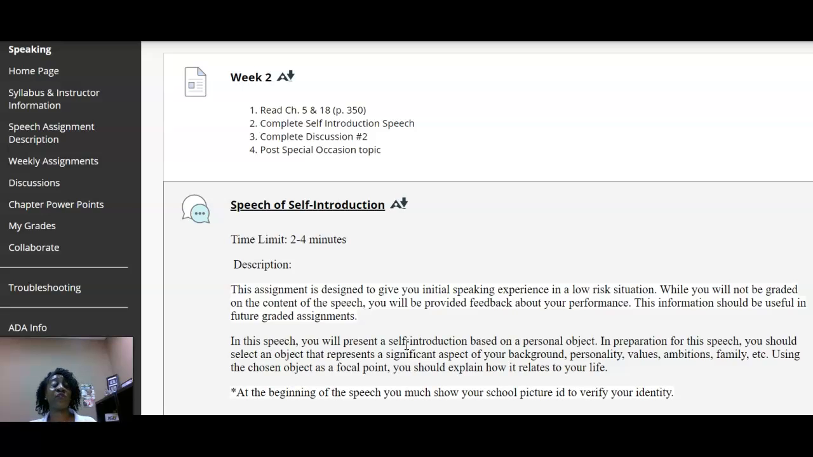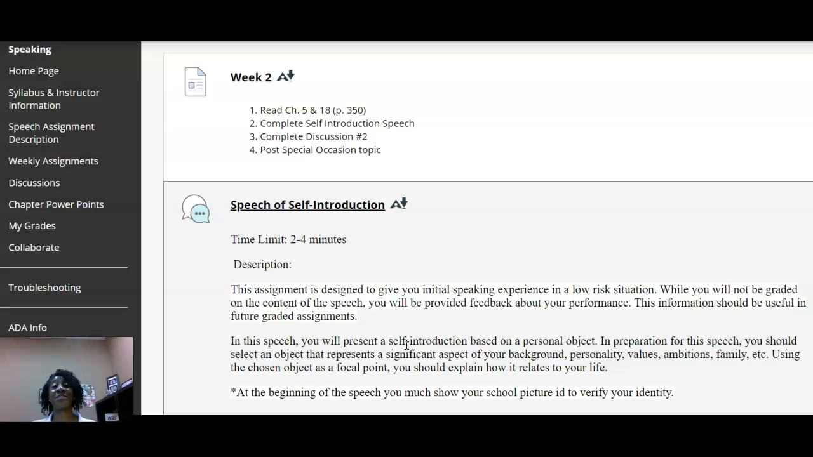Do remember, for this first speech, I'm going to need you to show a picture of your school ID prior to completing your video. So make sure you include that picture of your school ID right at the start of your speech. If you don't have a school ID, completely okay. You can use your driver license and you can just cover up your address and any other personal identifying information. In order to receive credit for this speech, you will need to include your school ID.